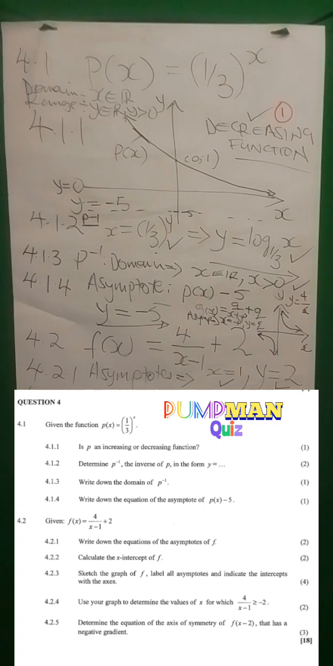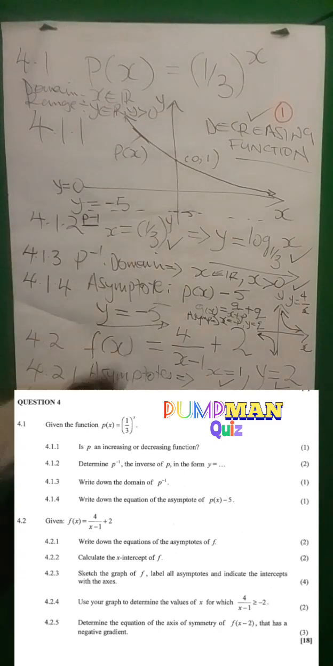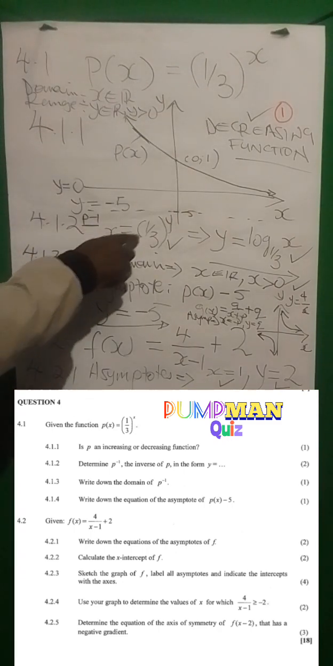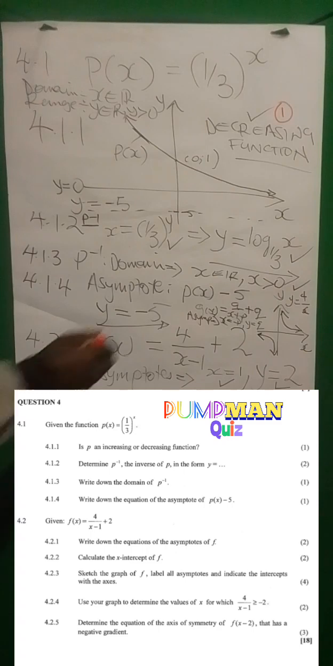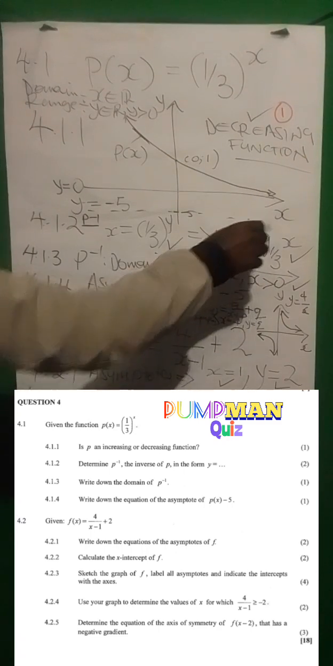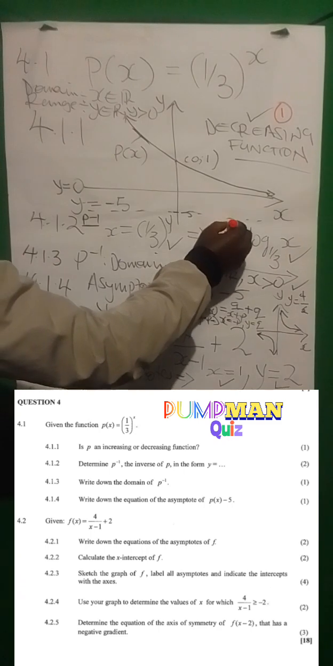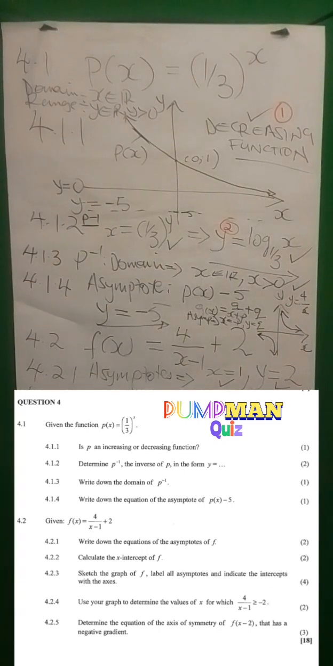Then 4.1.2, you are supposed to come up with the inverse of p. What we know, our p of x is the y, so what we do, we interchange positions of x and y, meaning to say x is equal to 1 over 3 to the power of y. Then we go on to make y the subject of the formula. y is equal to log to base 1 over 3 of x. So you get 1 mark for that and 1 mark for that, and then you get your 2 marks like that.